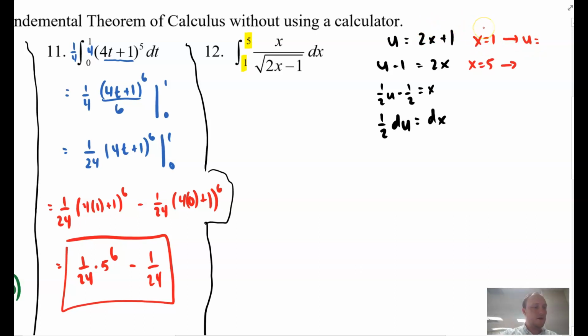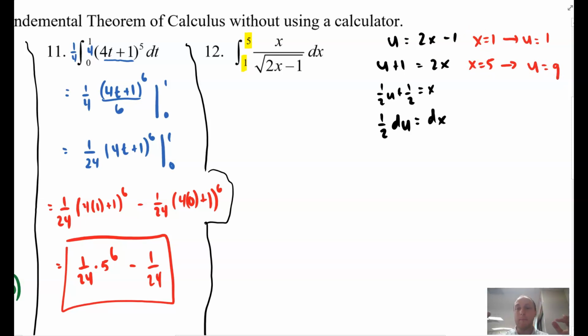That gives us u, oh, I have an error. I know you've been like, Schwarberg, I've been trying to tell you. It's minus 1. So that makes this plus 1, plus 1/2. Okay, so then u is going to be 1. If x is equal to 5, then we have 2 times 5, that's 10. Take away 1, that gives us 9. U is equal to 9.